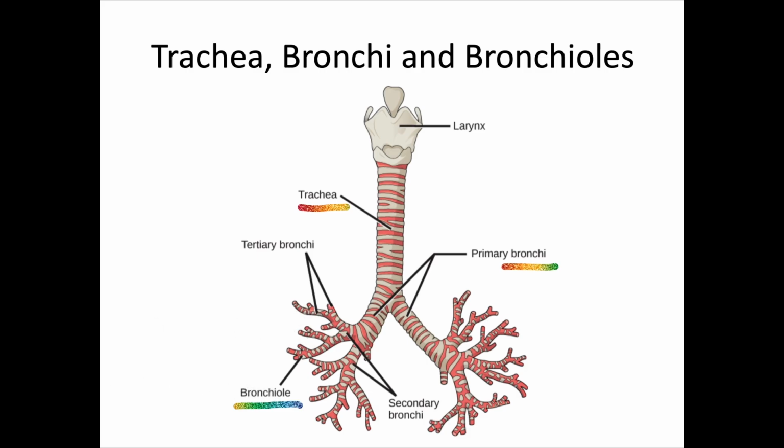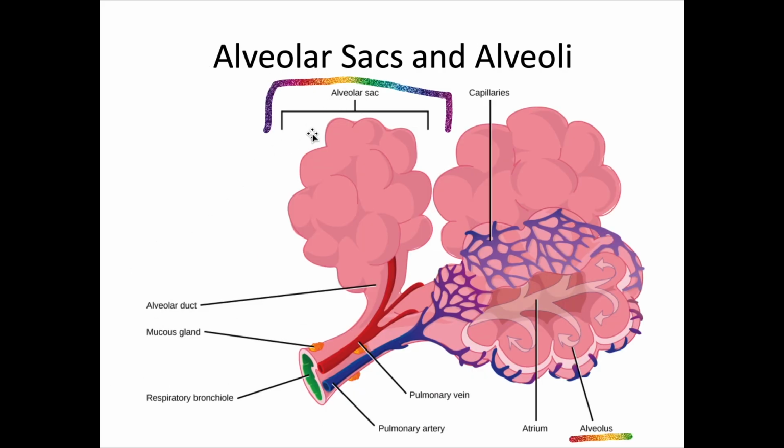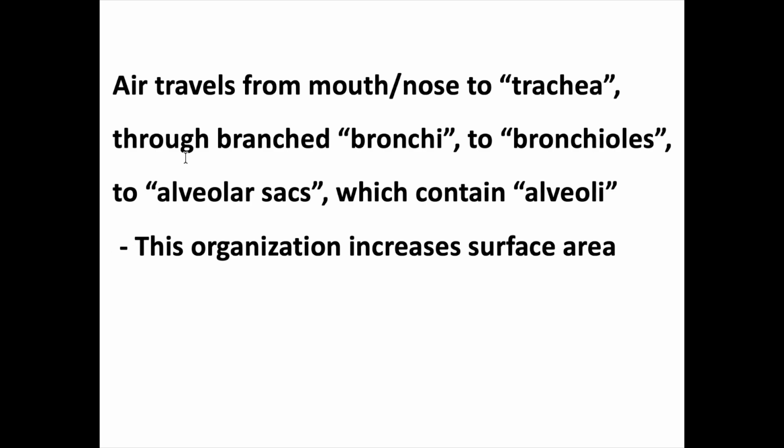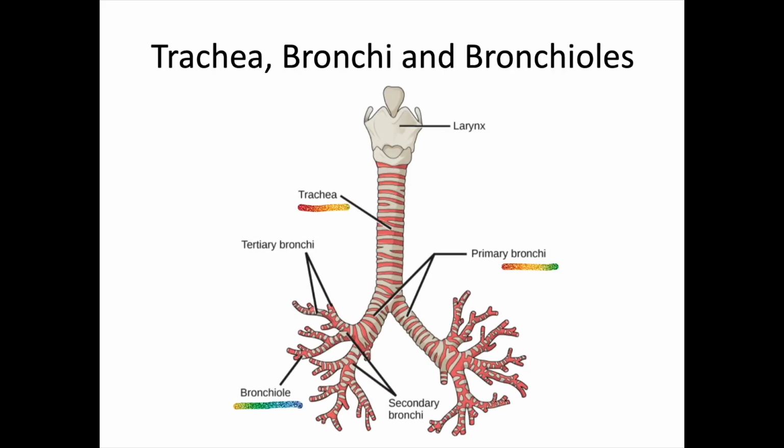And then at the ends of these bronchioles, we have these structures called alveolar sacs, which are made of a bunch of alveoli. Alveolus is singular, and alveoli is plural. So to summarize all these terms, air travels from the mouth and nose through the trachea, through these branched bronchi, to the bronchioles, to the alveolar sacs, which contain alveoli.